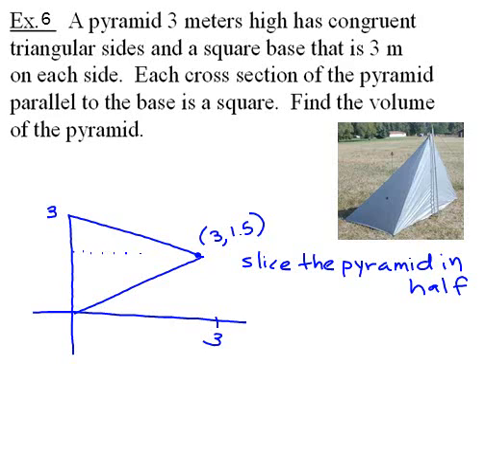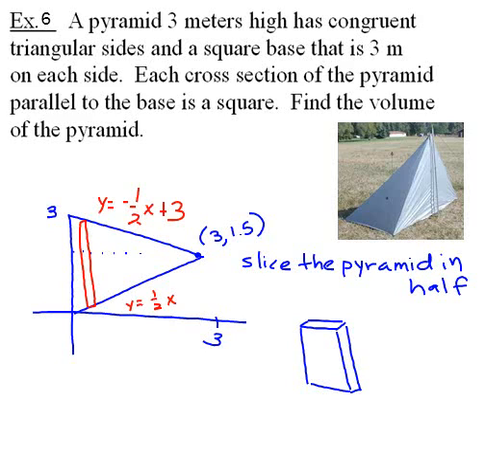The square base of the pyramid lies on the y-axis, and the tip of the pyramid is at the point 3, 1.5. Slicing parallel to the x-axis would give us thin rectangular prisms. In order to find a formula for the area of the face of each rectangular cross-section, we need equations for the sides of the triangle. Using the points given in the graph, we can find the equations y equals negative 1/2 x plus 3 for the upper side and y equals 1/2 x for the lower side.